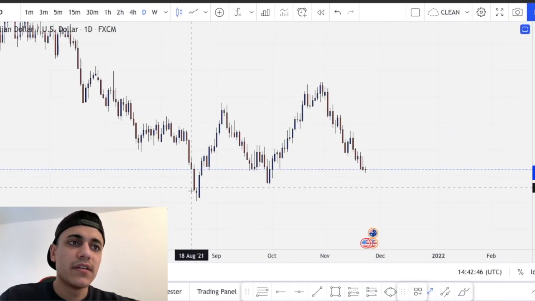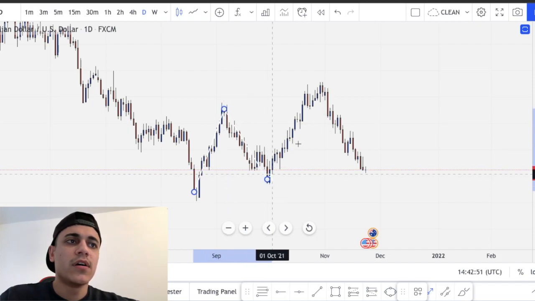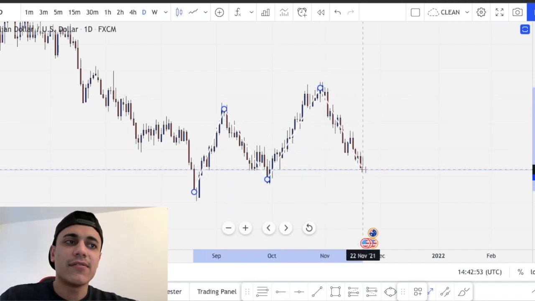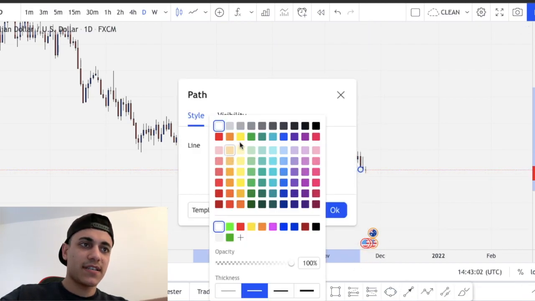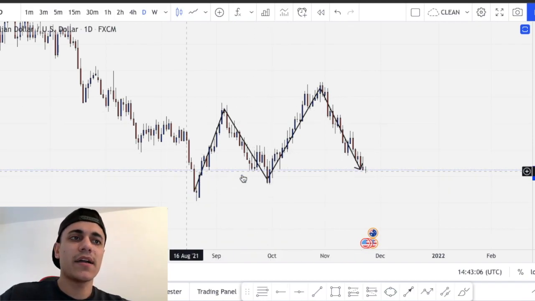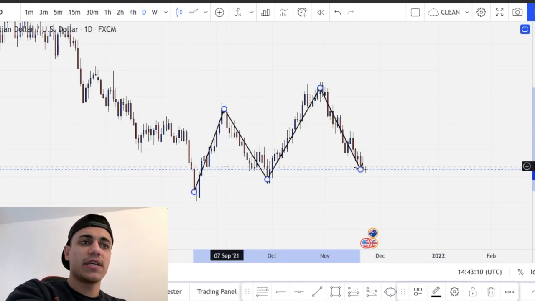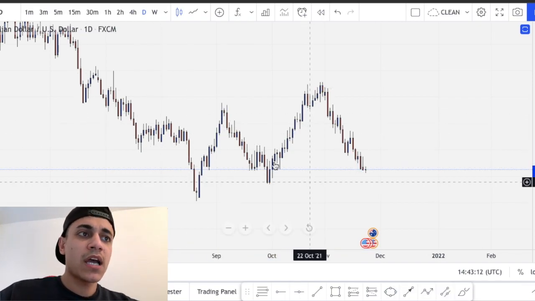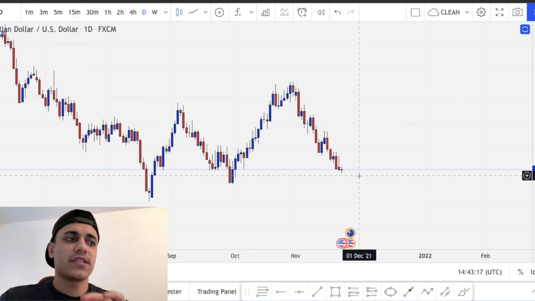If you look closely, look: low, high, higher low, higher high, and now it's creating a higher low. Let me just make this black so you guys can see it. You see market structure: higher highs and higher lows in an uptrend, and lower highs and lower lows in a downtrend.